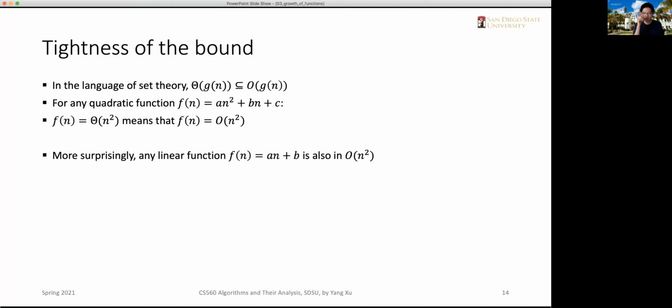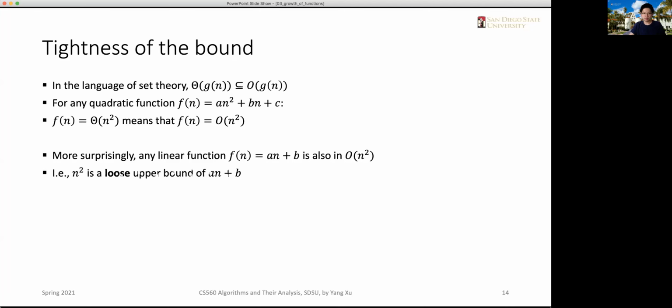But more surprisingly, any linear function can also be described in big O of n squared. Well, if we plot it, that's not surprising, right? Because the quadratic function grows very fast, but the linear function only grows steadily. So in theory, any linear function can have the quadratic function as its upper bound.